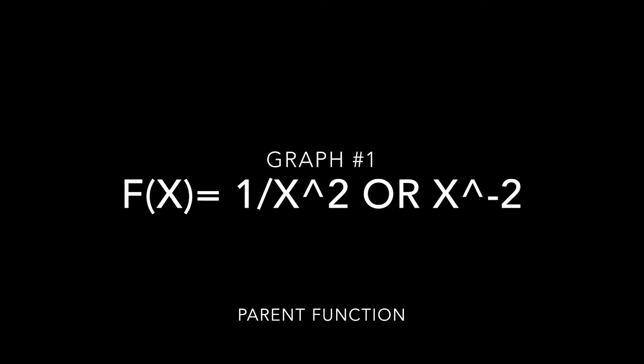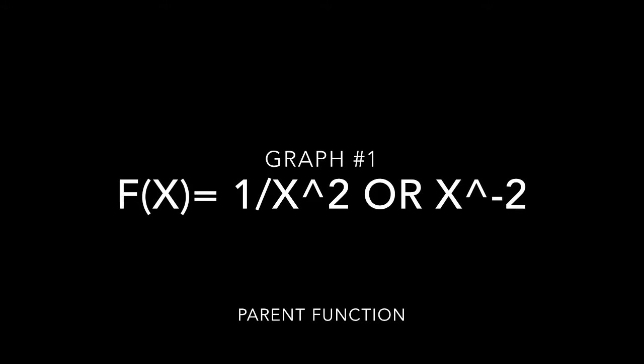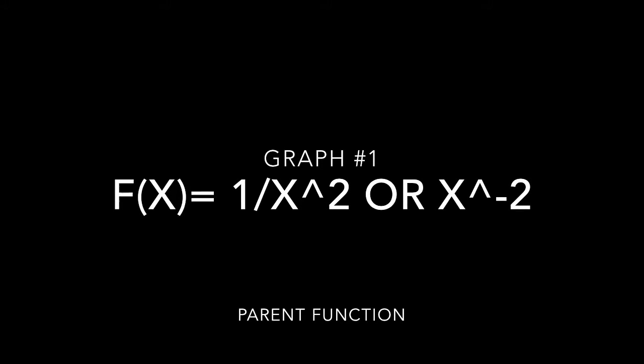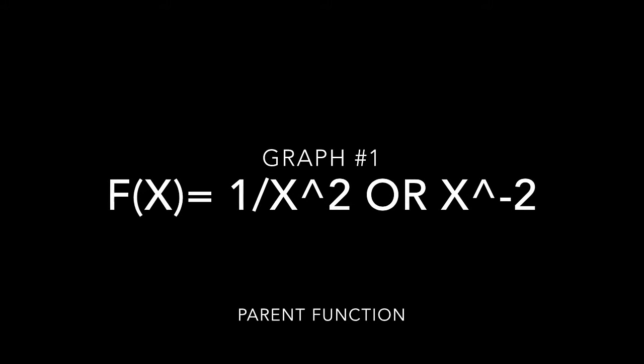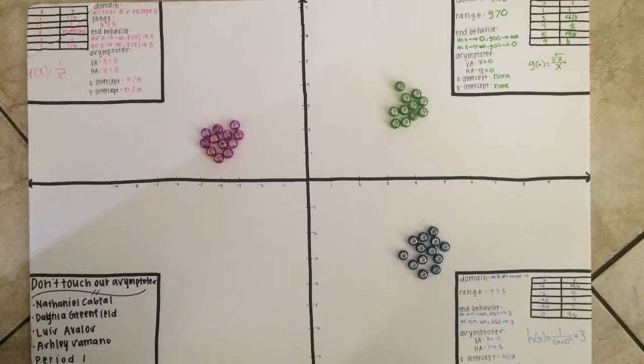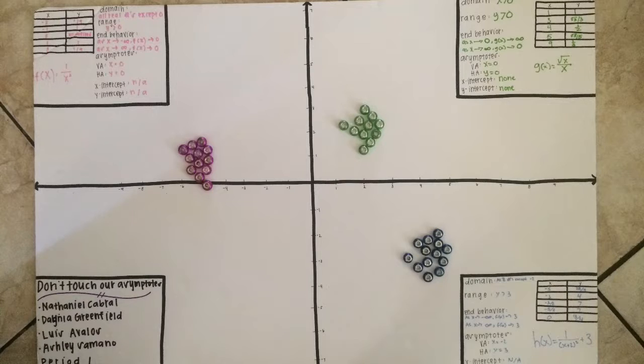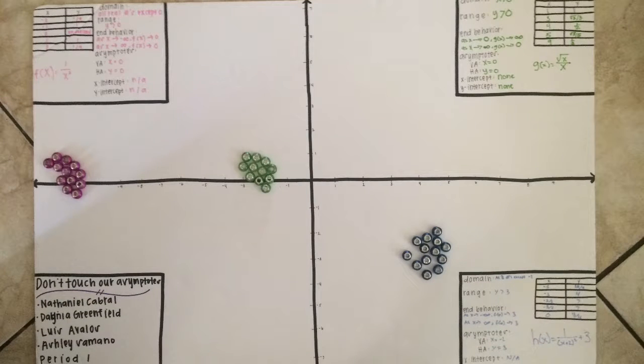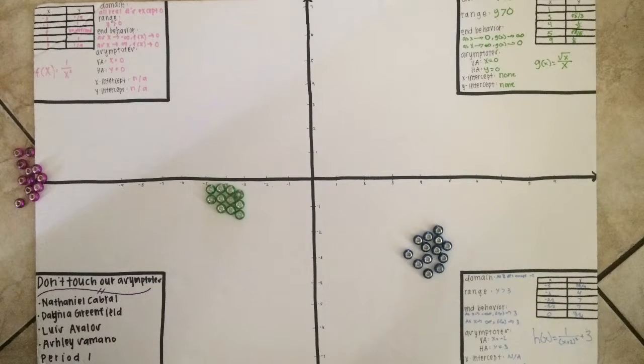The first graph is the parent graph of f of x equals 1 over x squared. While it is forming, I'll explain the graph characteristics. Domain is all real numbers except 0, meaning the graph touches every point on the x-axis, including negatives, except for 0. Range is y is greater than 0, meaning the graph touches every positive value from 1 to infinity without going lower than 0, and negatives.